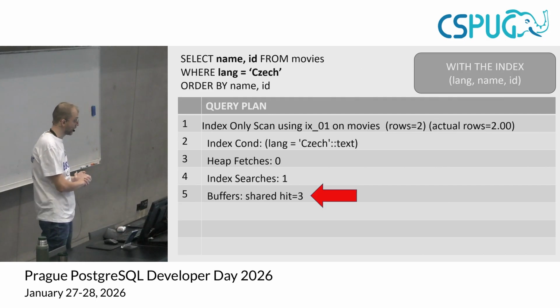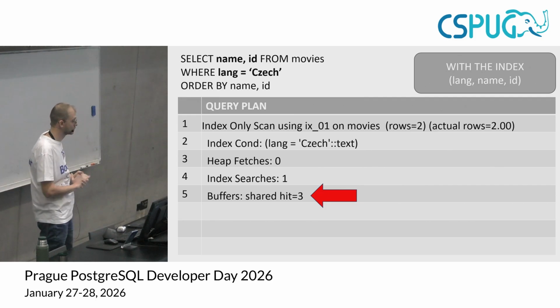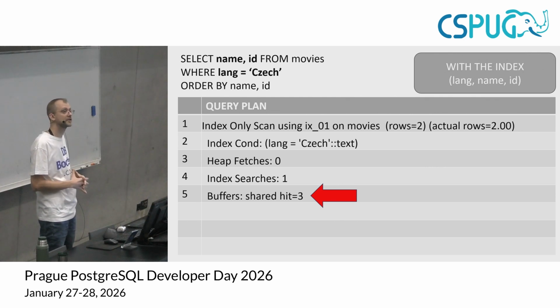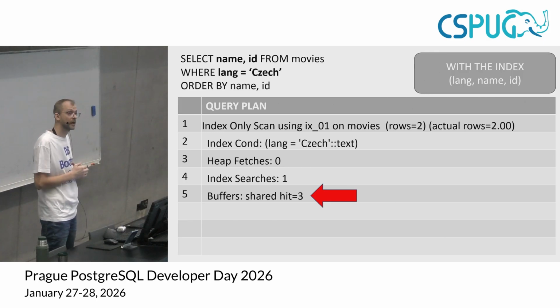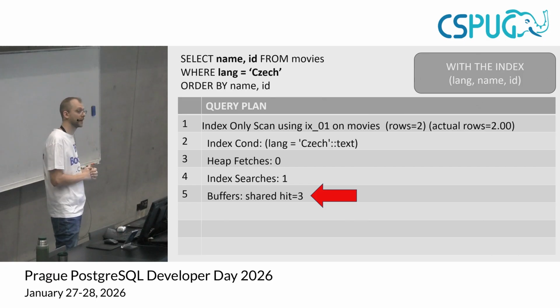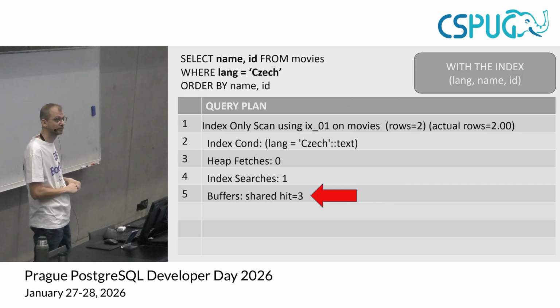And now I behave more like a human, and I switched from the star to name and ID in the select clause. And I go back to my movies in Czech, which are only 2 of them. And because I satisfy all the columns in my query by the index, my index is suddenly covering. And to get my 2 rows, I hit 3 pages. 2 of them for index traversal, and there is 1 more.